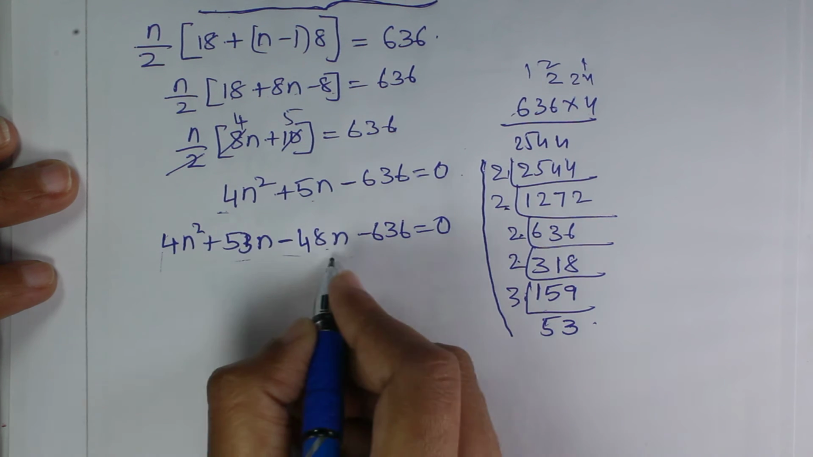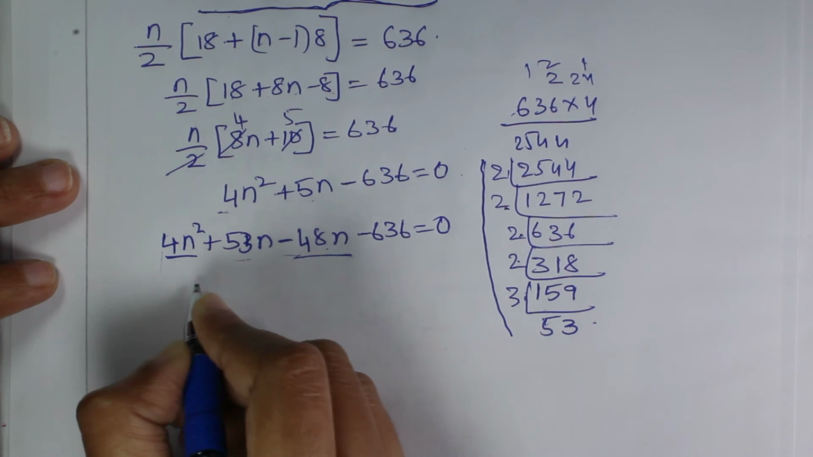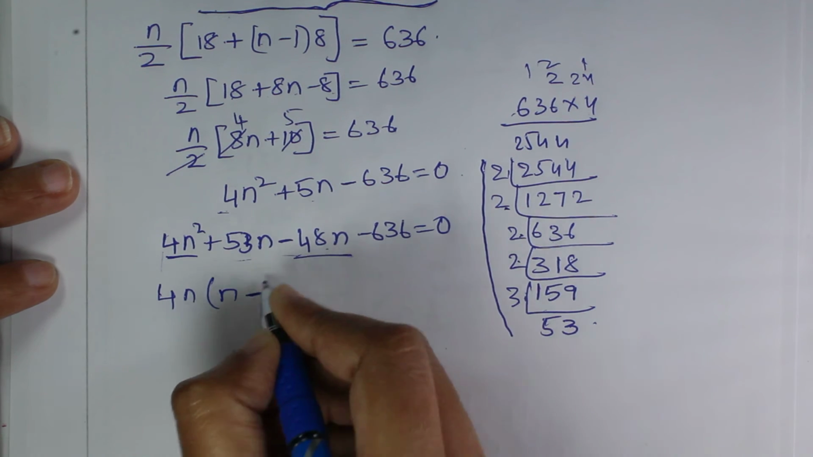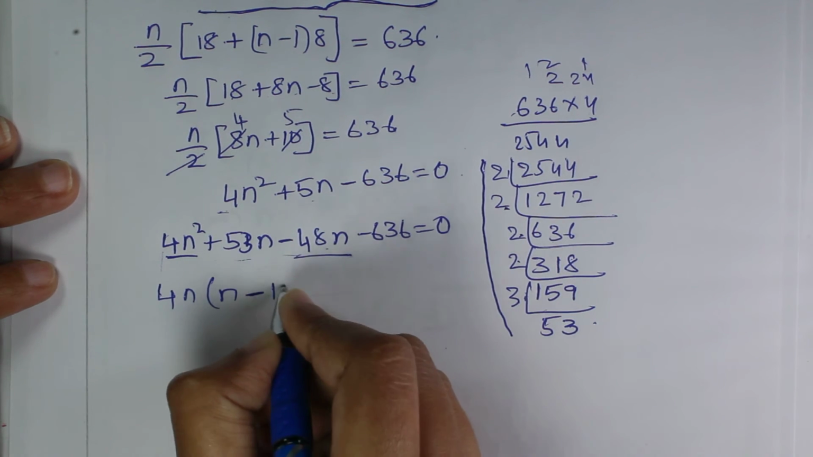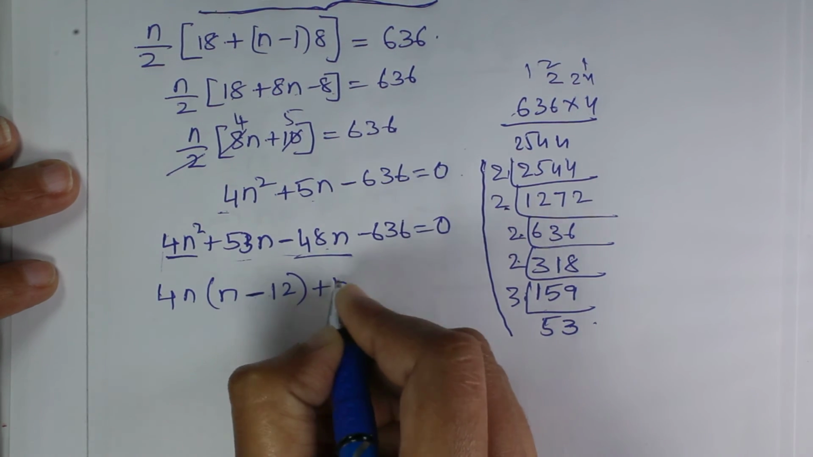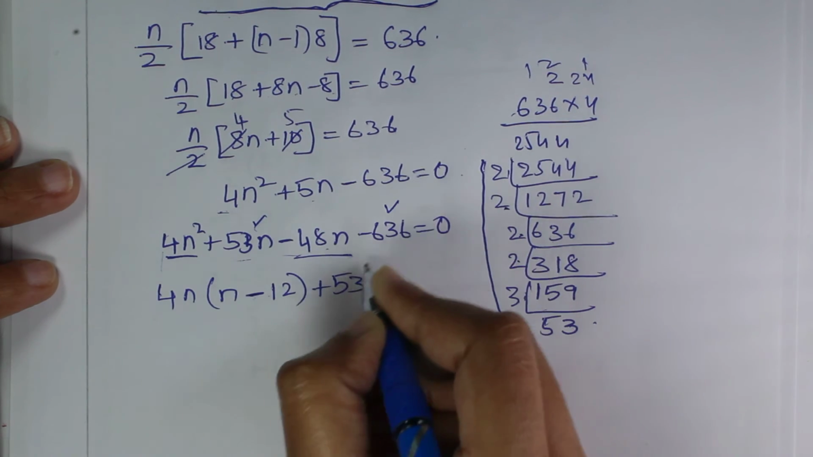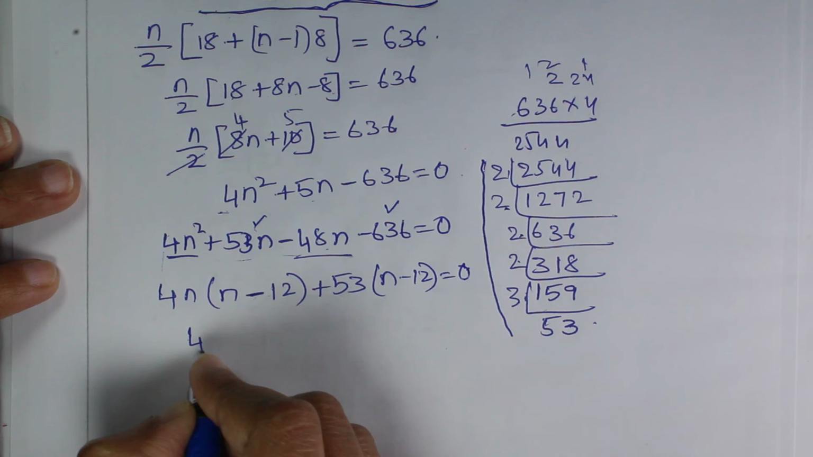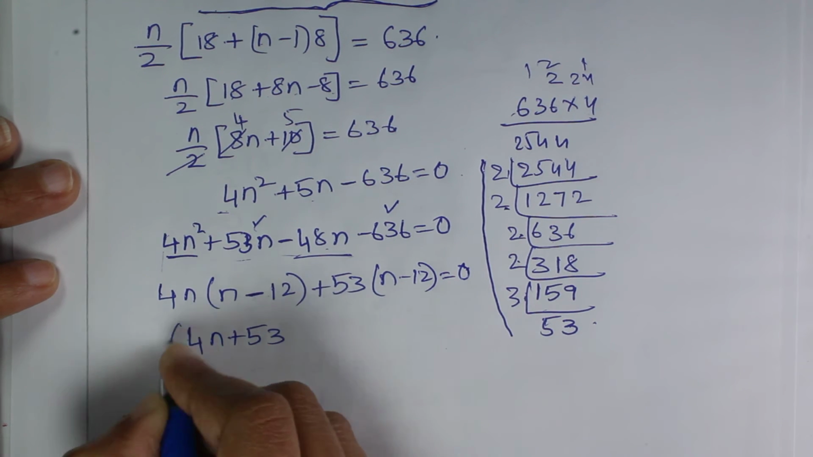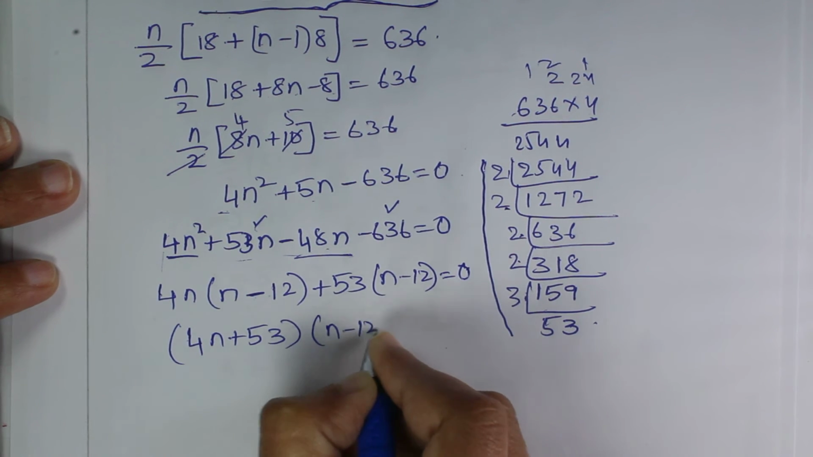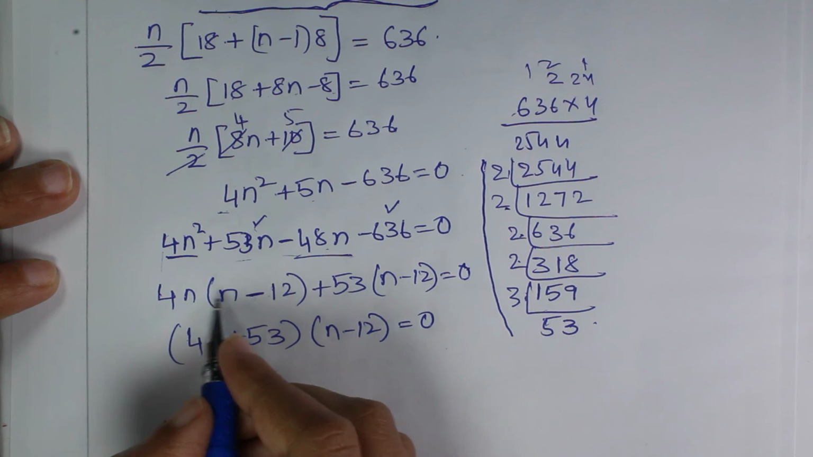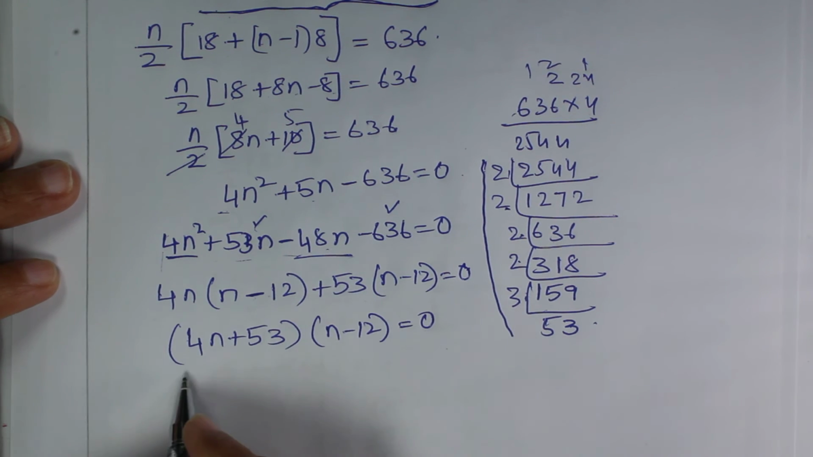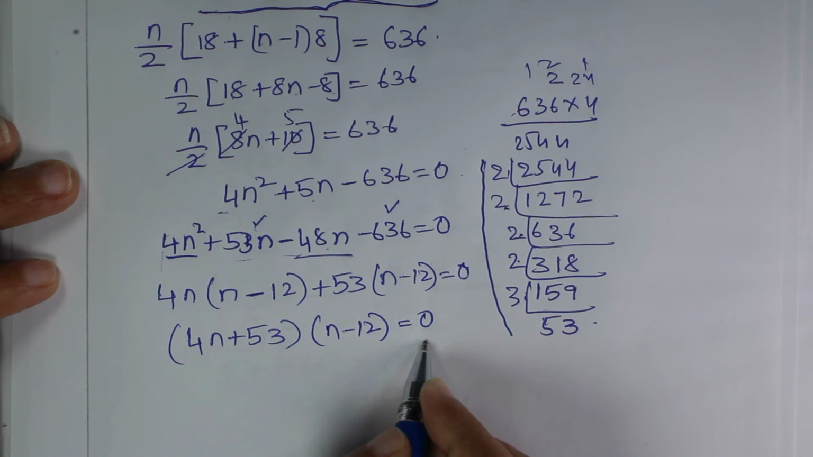Now I'll take 4n common from these two terms. 4n into n minus 12, plus 53 into these two terms, n minus 12, is equal to 0. 4n plus 53 into n minus 12 is equal to 0. I have taken n minus 12 common, so that we are left with 4n plus 53. 4n plus 53 into n minus 12 is equal to 0.